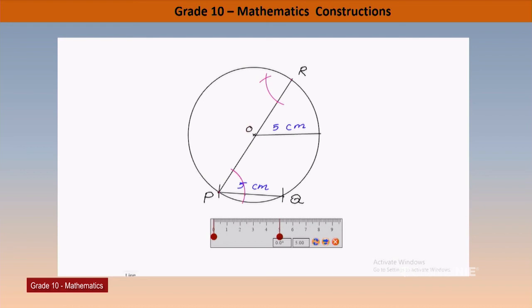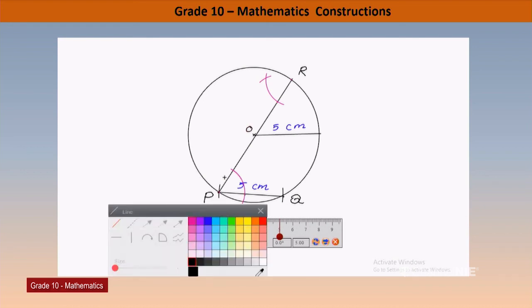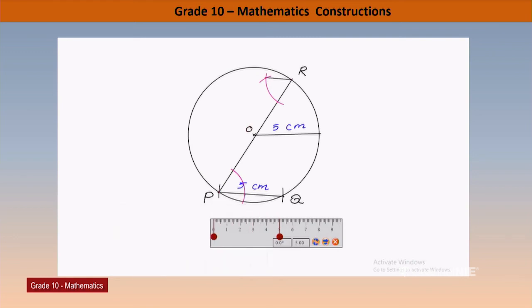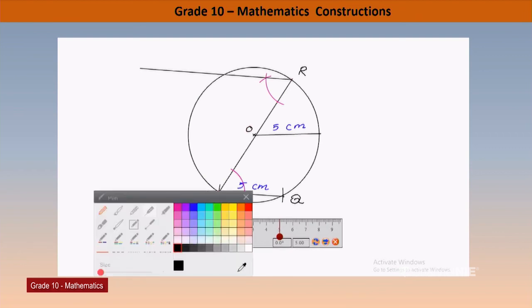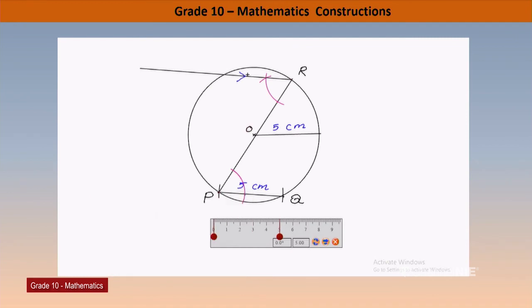So, they are alternate angles. The two angles are equal, they are alternate angles. So, that means that line is parallel to PQ. So, we have to show that two lines are parallel. Remember to mark parallel symbol. 2 arrows or 1 arrow, you can show that. By showing arrows, the two lines are parallel.